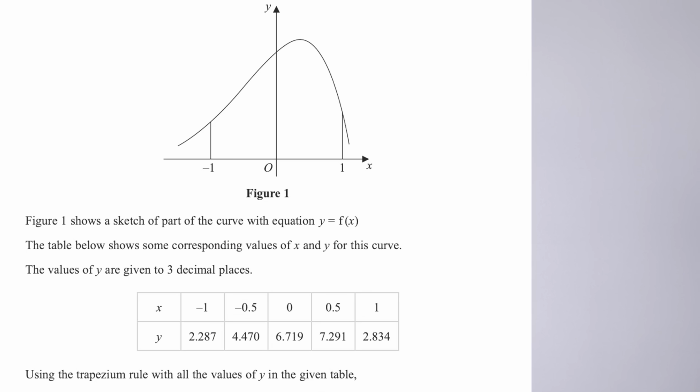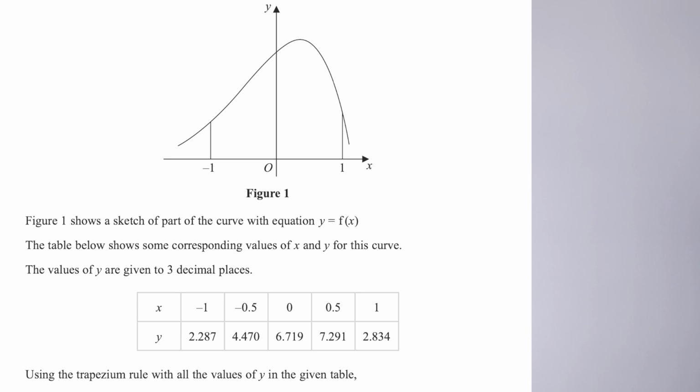You see x is minus 1, 2.287; 0.5, 4.470; 0, 6.719; 0.5, 7.291; 1 is 2.834.